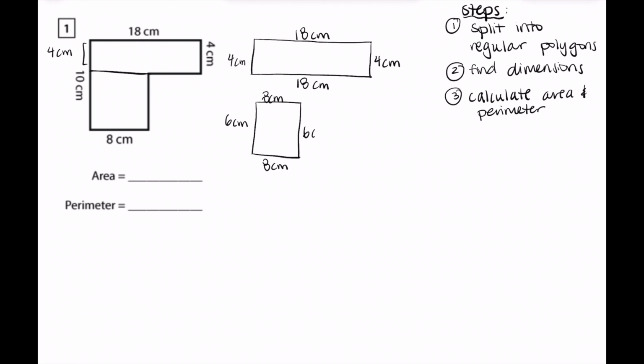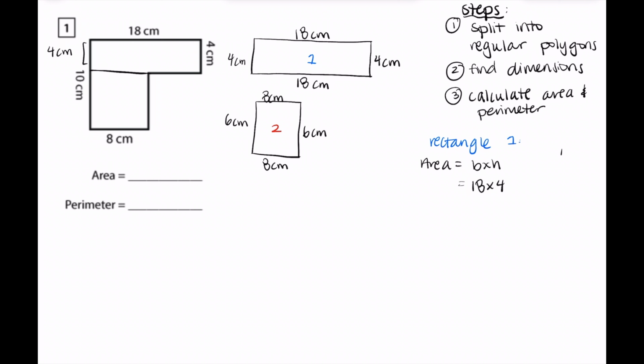So we'll fill out all the dimensions for the shape, and now we'll try to calculate the area and perimeter of each of these rectangles. For rectangle 1, the area formula for rectangles would be base times height, and our base here is 18 centimeters and our height is 4 centimeters, so we'll do 18 times 4. When we do 18 times 4, we know 8 times 4 is 32, 4 times 1 is 4, plus 3 is 7. So the area of rectangle 1 would be 72 centimeters squared. Remember, area units are always squared.